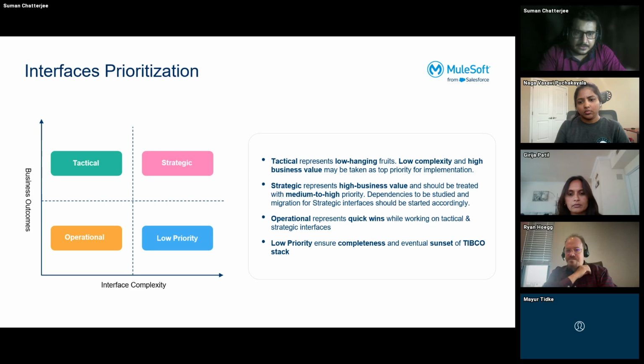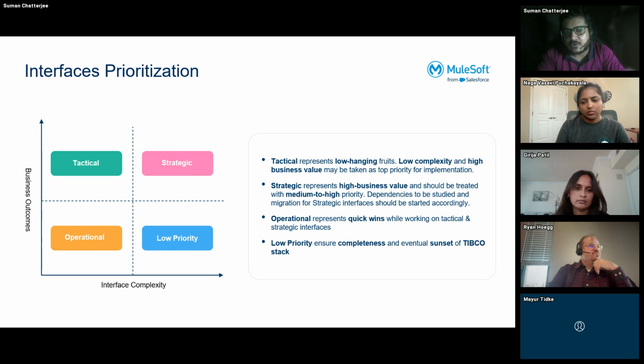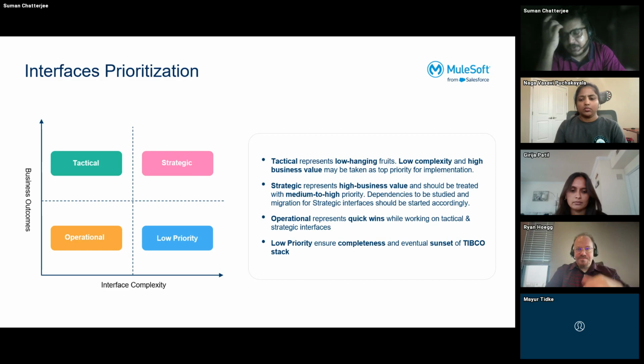Once you are done with that, you come to the operational APIs. These are less complex and have very little business value. These are the third ones that you take, because they will get migrated very quickly. These are your quick wins. So after your strategic migration, wherein your entire migration velocity reduces, these operational APIs will speed up your velocity.